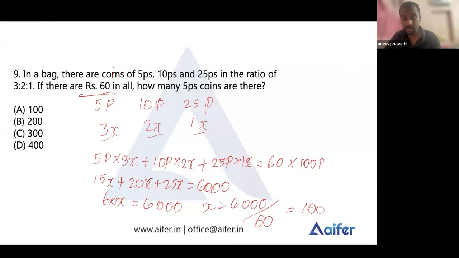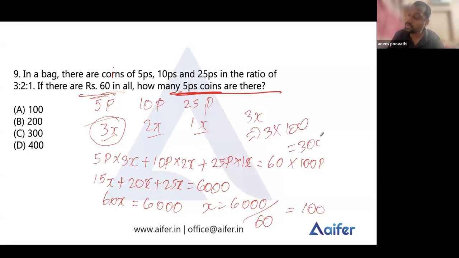So what is the question? The question is, how many 5 paisa coins are there? So 5 paisa coins, we have 3x 5 paisa coins. So what we'll be doing, we have 3x, which is 3 into 100. That is equal to 300 as the correct answer. We'll be having 300 as the correct answer here.